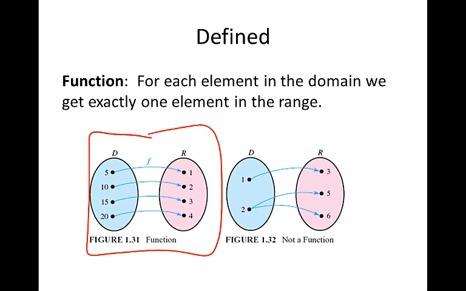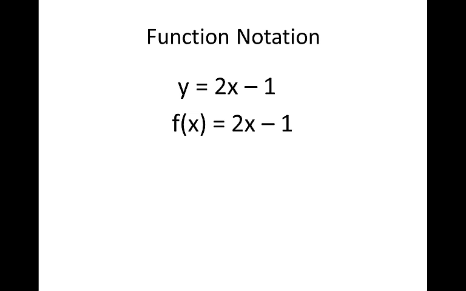It may be easier to look at the one that's not a function. So when would this not be a function? When one element in the domain goes to two elements in the range. That violates the definition of a function. And we'll look at more of these in a little bit. But for now, the official definition of a function: for each element in the domain, we get exactly one element in the range.